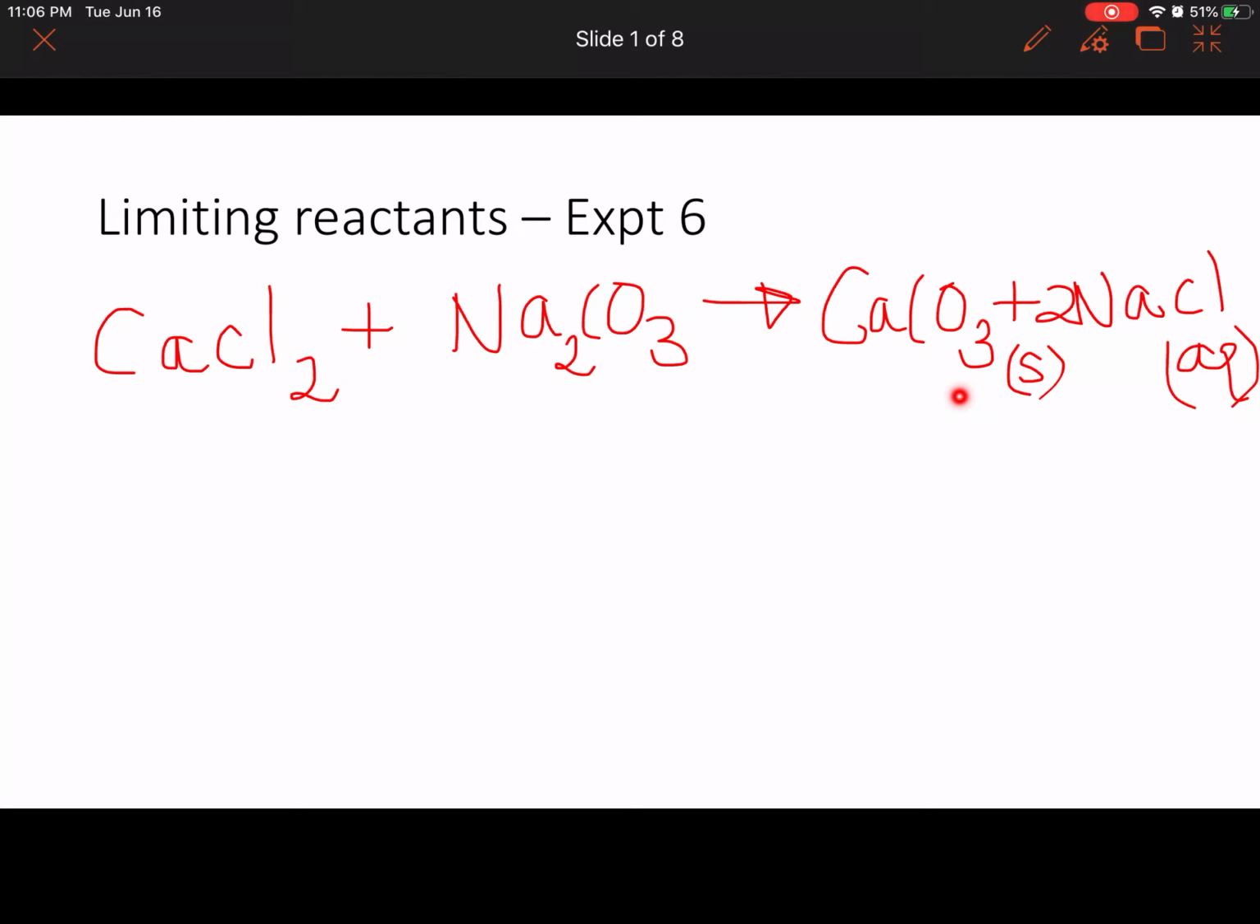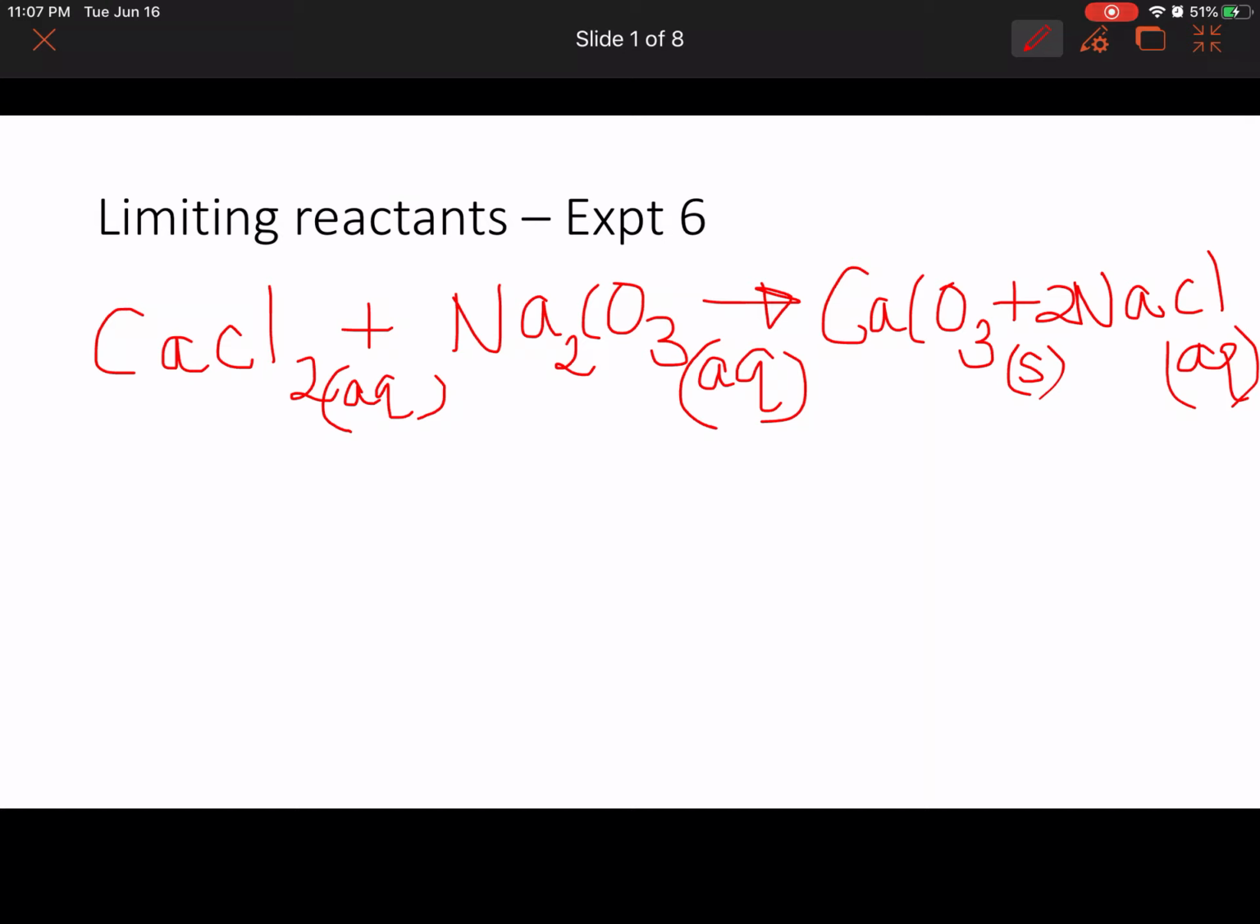So in this precipitation reaction, we are making the solid calcium carbonate, and the aqueous would be sodium chloride. We call this the molecular equation, and when you break them into ions, we have the total ionic equation. Calcium chloride is soluble in water, sodium carbonate is also soluble in water, and then we can break them into ions, and then we can also form the net ionic equation.